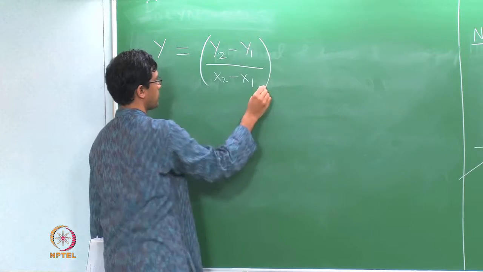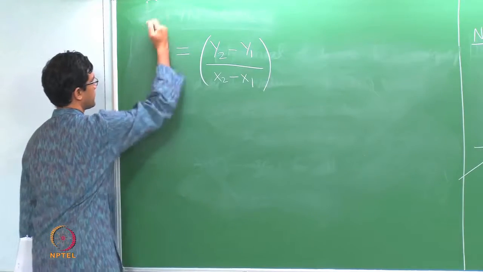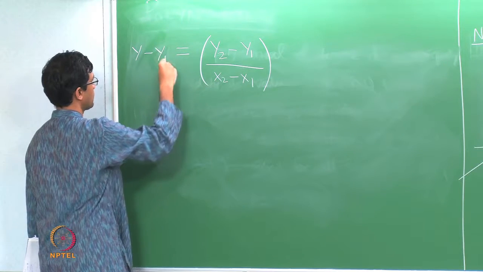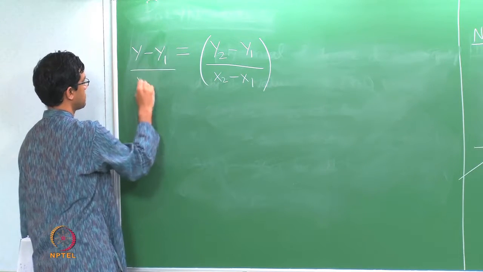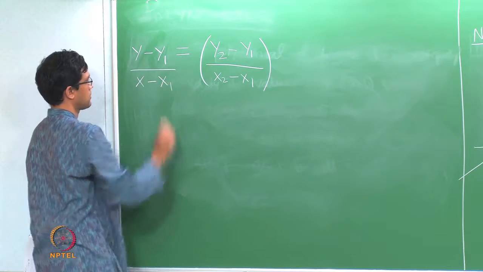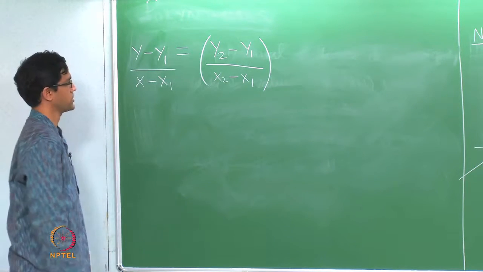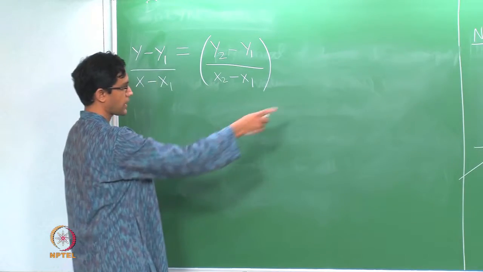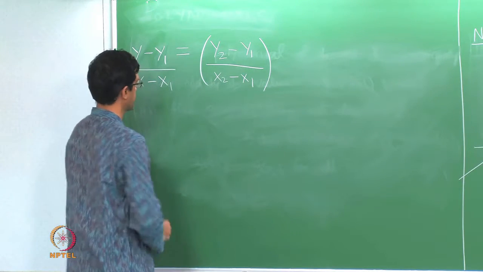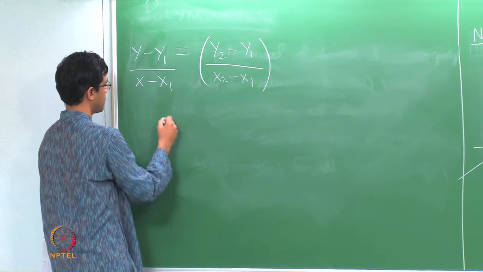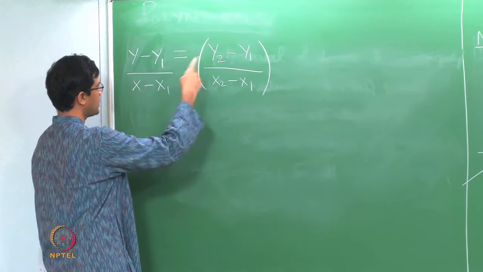So that's the slope, and so let's write it in slope form. It says (y minus y1) by (x minus x1) is the same as (y2 minus y1) divided by (x2 minus x1). So this is the equation of the straight line which passes through those 2 points. So let's just simplify this a little bit. Okay, so I'm going to write it as y equals something.